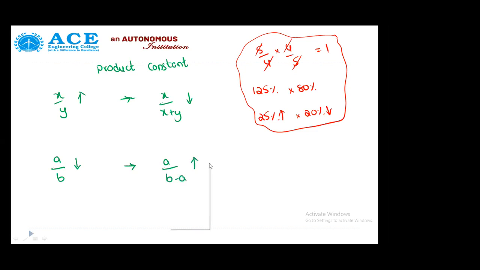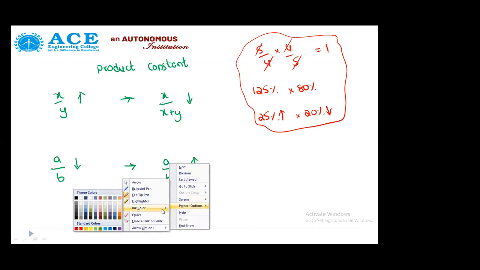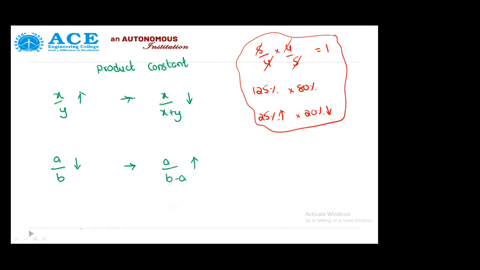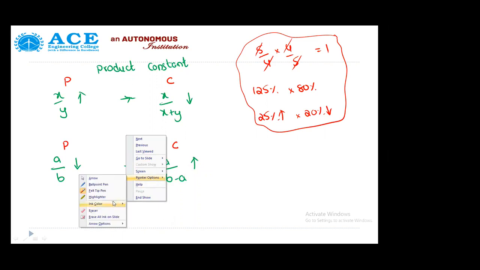I'll give you the explanation of this shortcut. If you want to maintain the product constant, if one decreases, the other should increase, right? If price increases, consumption should decrease like this. If price decreases, consumption should increase like this. So we are not understanding what is this X by Y, X by X plus Y.